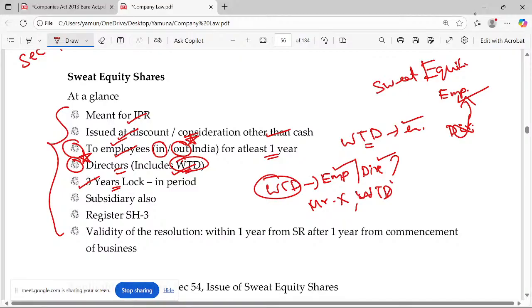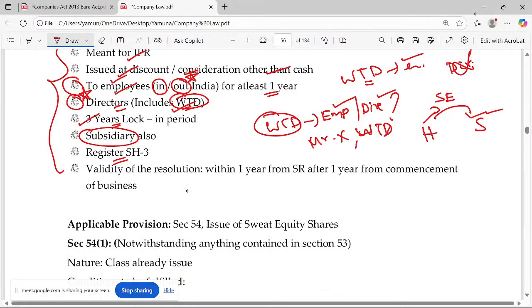And when we talk about the employees or the directors, they need not be employees or directors of this company. They can be of my subsidiary company also. So a holding company is there, a subsidiary company is there, and this company is going to issue sweat equity shares. So subsidiary company directors and employees are also eligible. And they will maintain a register in this case, which is called SH-3, for record purposes.